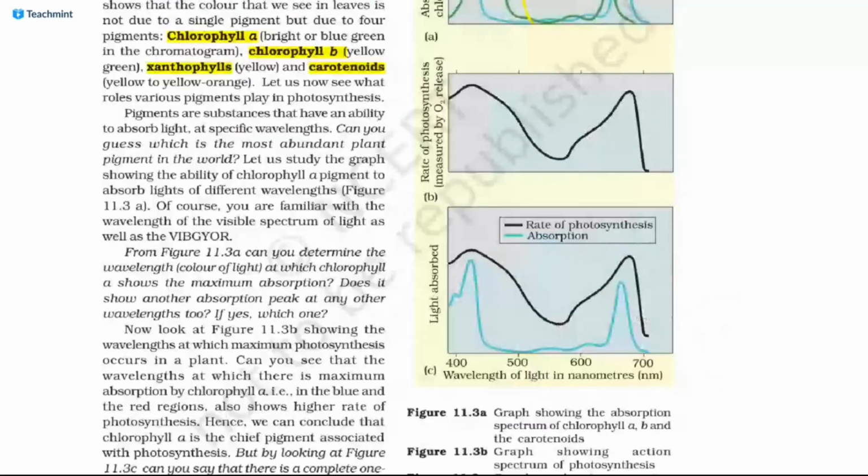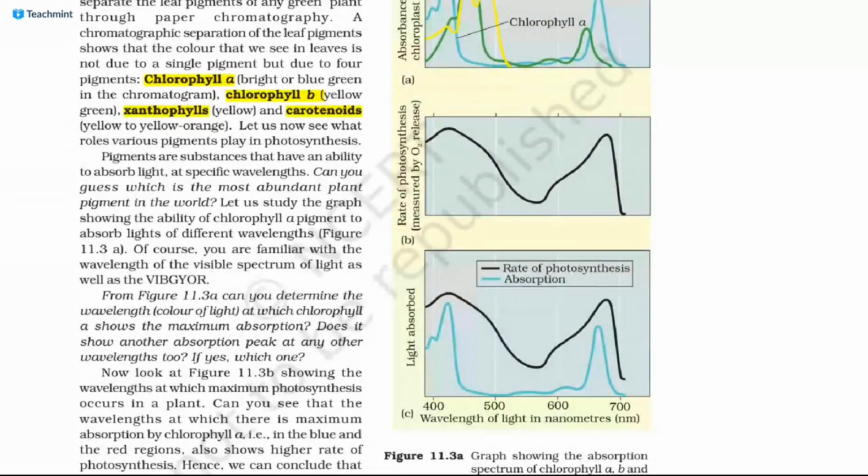Rate of photosynthesis? No. So it is of the process. This graph which you are seeing here, the action spectra, is for the process. It is not for a particular pigment or anything, right? It is for the process, and that process is photosynthesis.